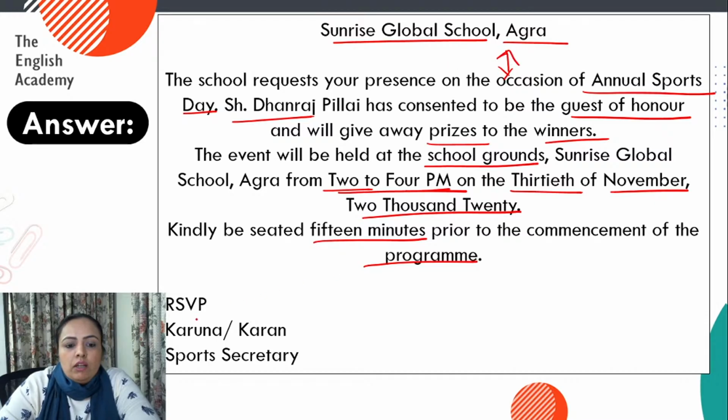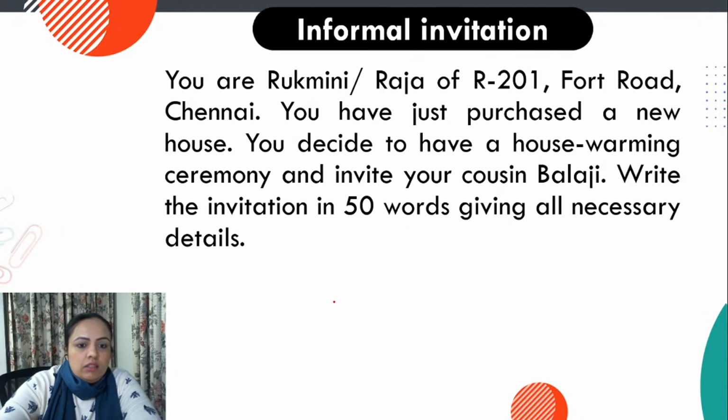Then at the lower left hand corner, you will write RSVP, Karuna oblique Karan. So if you are a girl, you will write Karuna. If you are a boy, you will write Karan. Sports secretary. This is your designation in the school as it has been mentioned in the question. Now we move ahead and we see the second example.